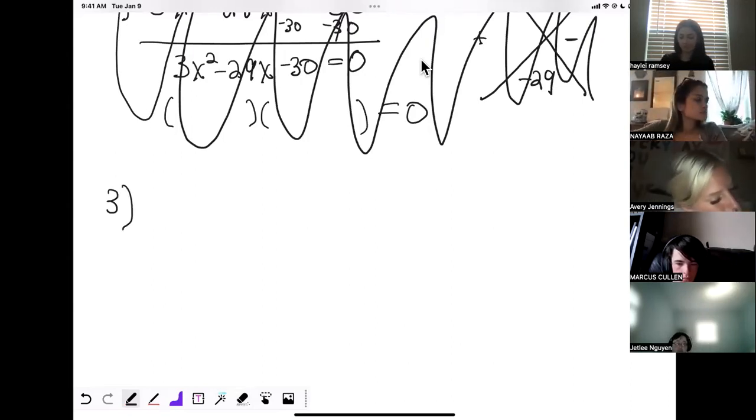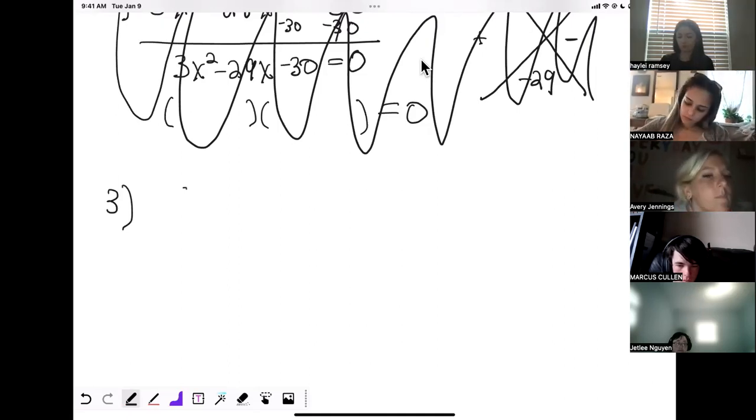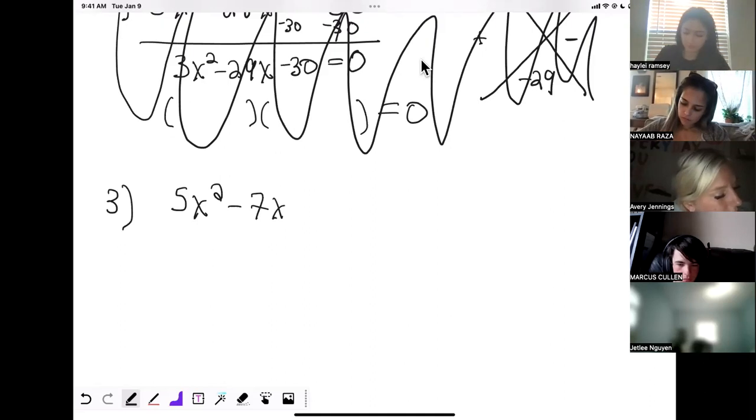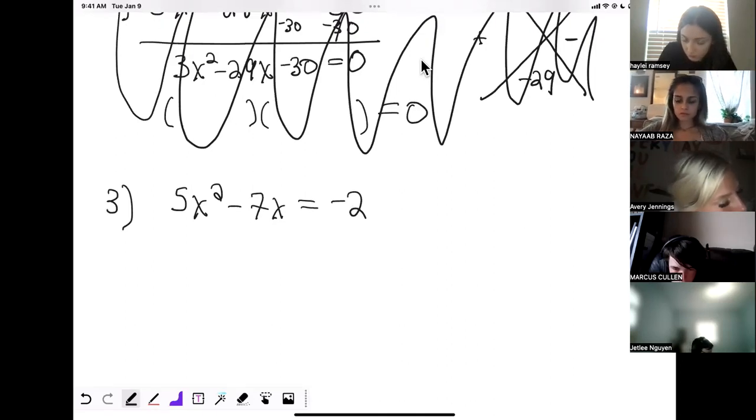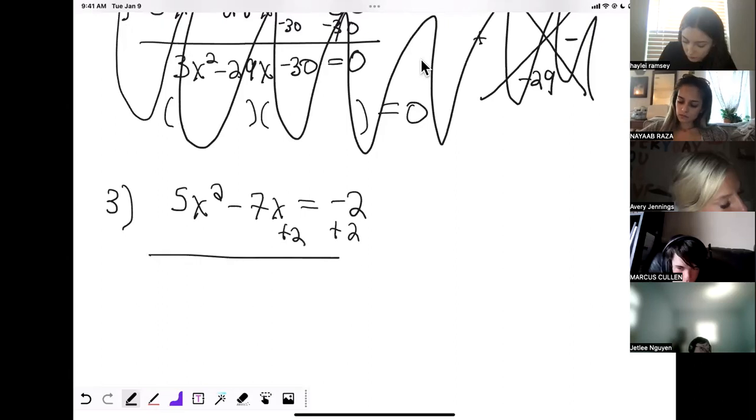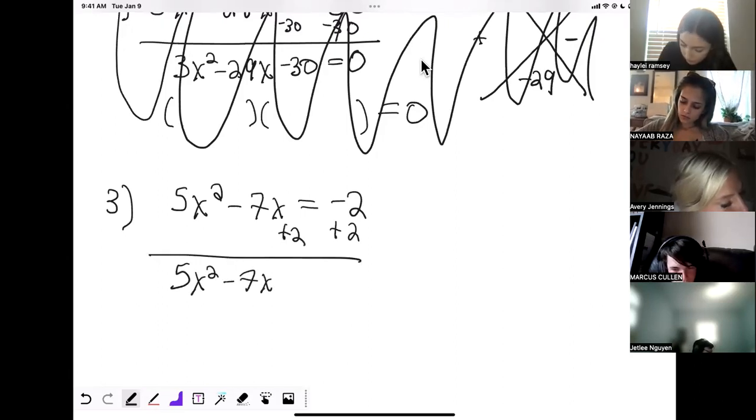Okay, so let's look at 5x squared minus 7x equals -2. 10 to 5. Okay, this one works. Okay, so we're going to add 2. 5x squared minus 7x plus 2 is equal to 0.